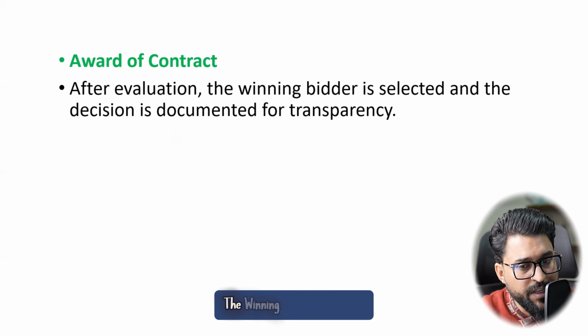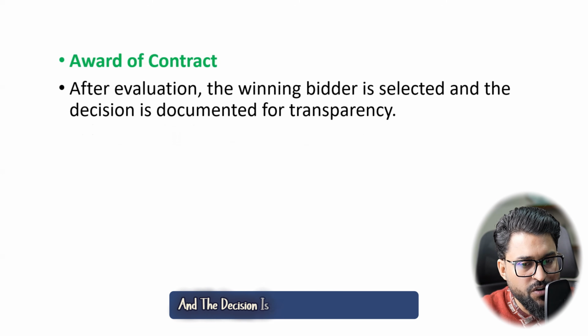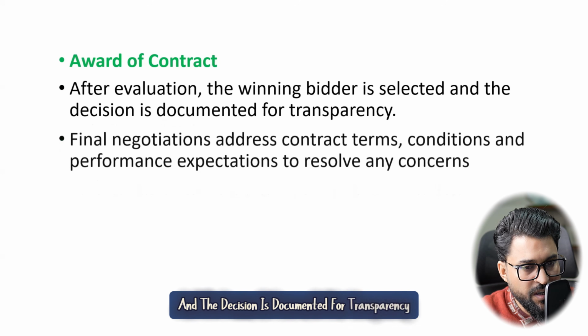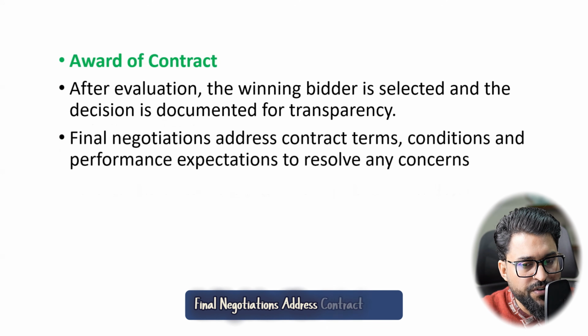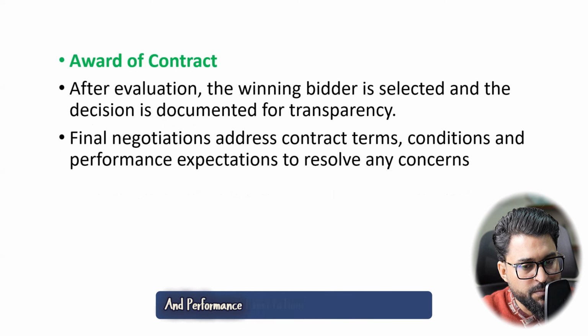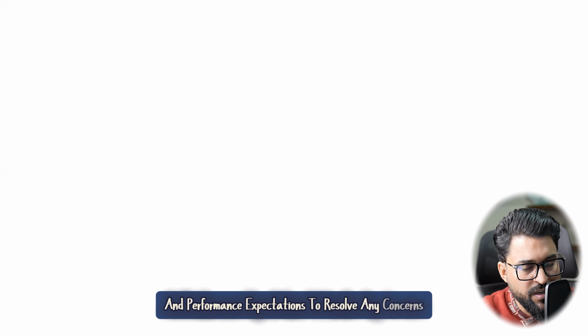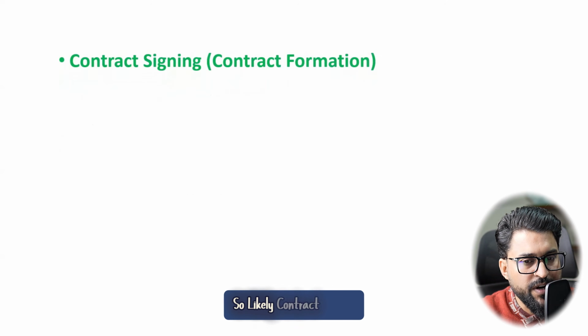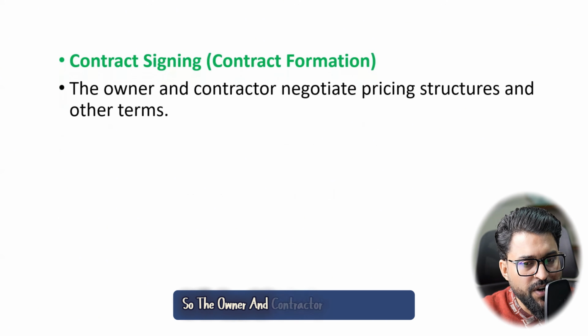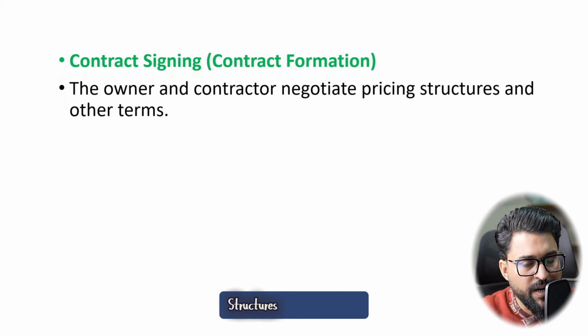After evaluation, the winning bidder is selected and the decision is documented for transparency. Final negotiations address contract terms, conditions, and performance expectations to resolve any concerns. So likely contract signing. The owner and contractor negotiate pricing structures and other terms.